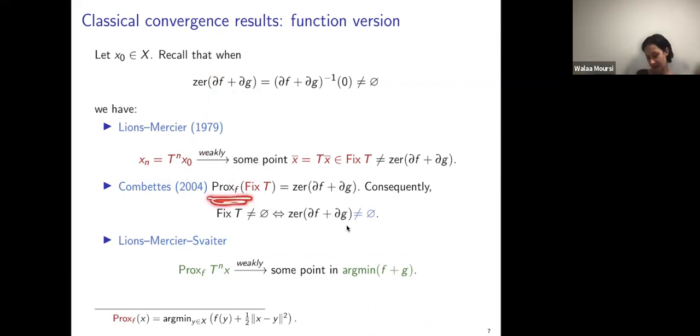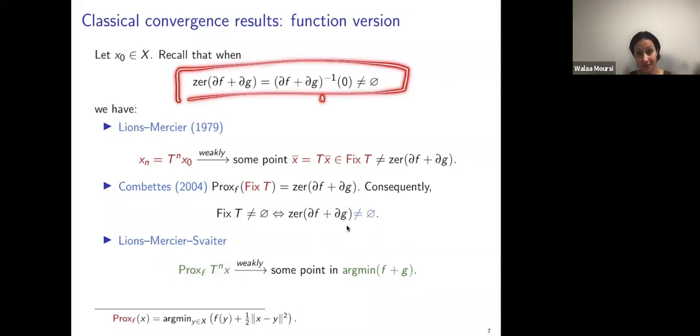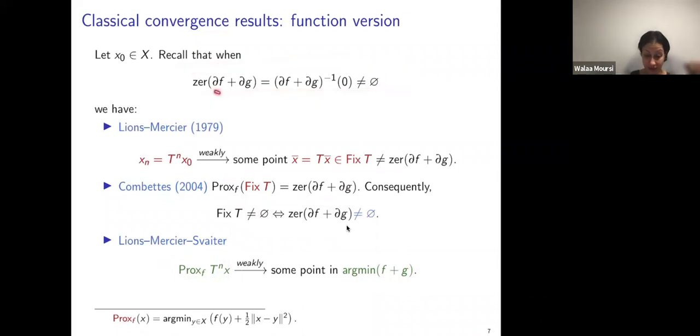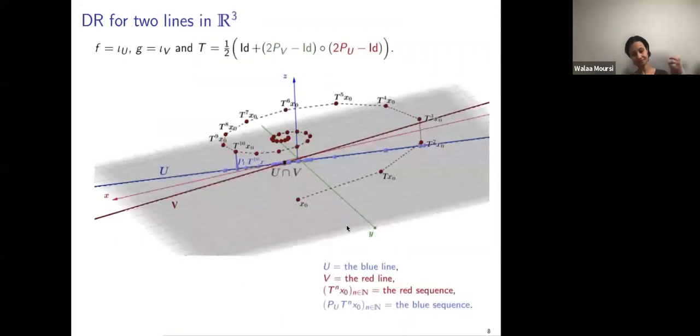And we recover the desired set of critical points by hitting the fixed points of T by prox f, which leads to the result that the shadow sequence will give us a point in the set of minimizers of f plus g. So observe that before I talk about anything, I started by this assumption, the set of zeros of the sum is non-empty. And here's a visualization of the method.